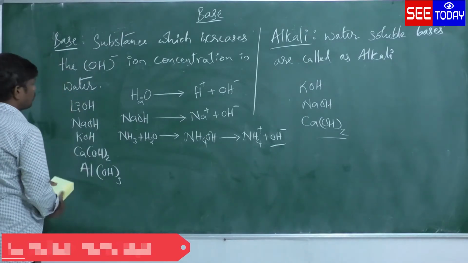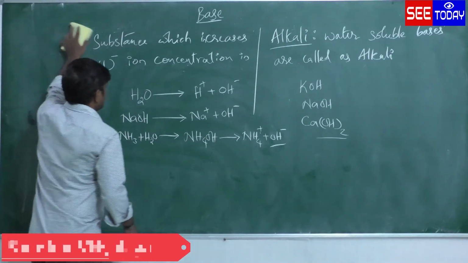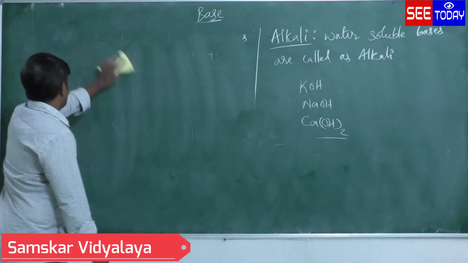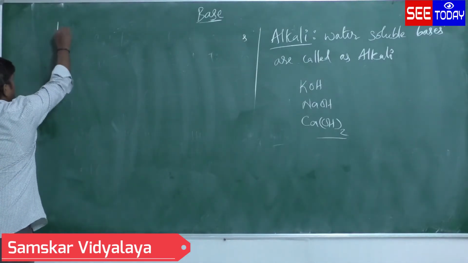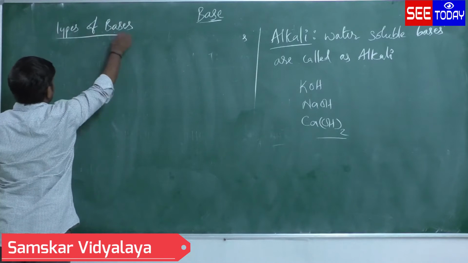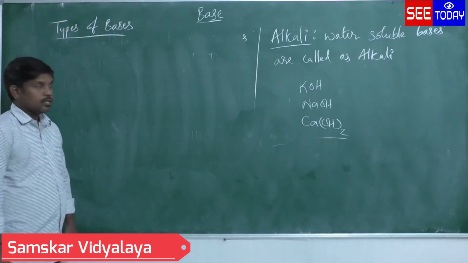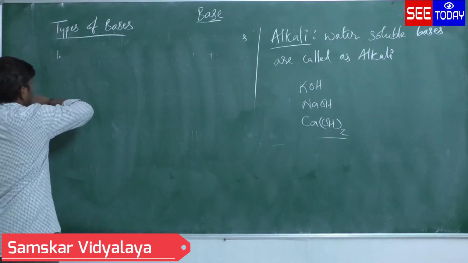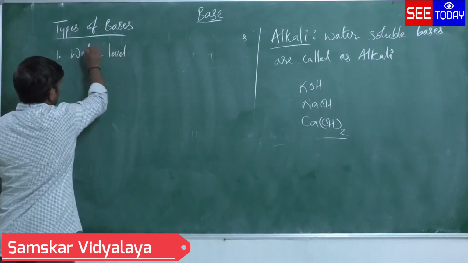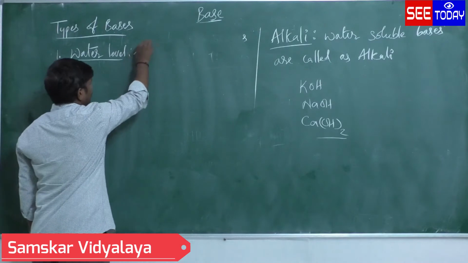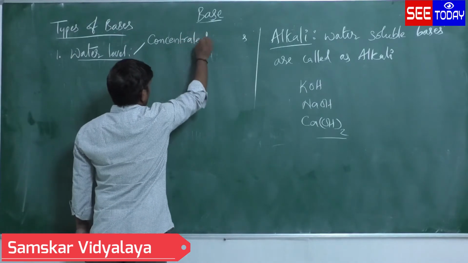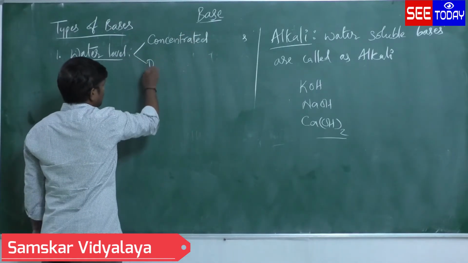Next, types of bases. Let us discuss the types of bases. What are the different types of bases that we have? They are based on different things. The first type is based on water level. Based on water level, these bases are divided into concentrated, or we can also call it concentric, and dilute.